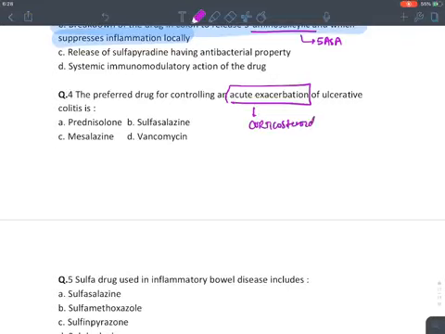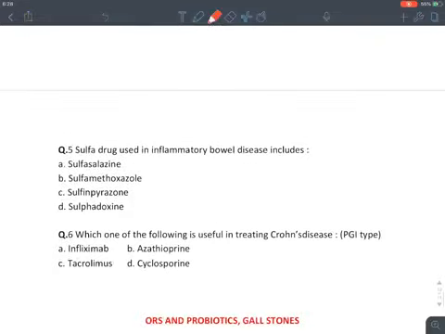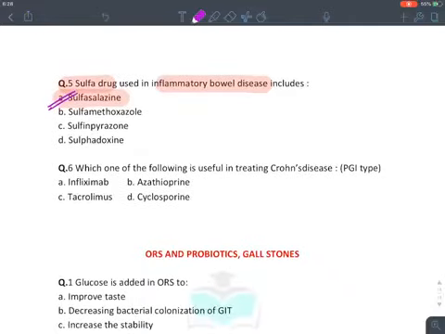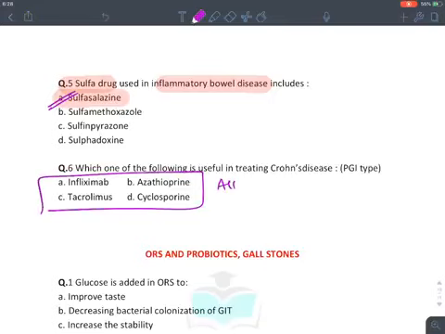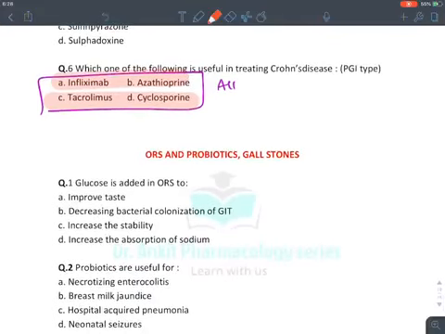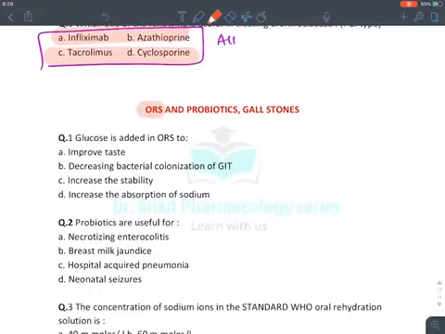Remember, the drug of choice for acute attack is always and always corticosteroids, whether it is ulcerative colitis or Crohn's disease. So try to find a corticosteroid, that is prednisolone. The sulfa drug used in inflammatory bowel disease was sulfasalazine. Which of the following is used in the treatment of Crohn's disease? The answer is all of the following. They all are used in the treatment of Crohn's disease.